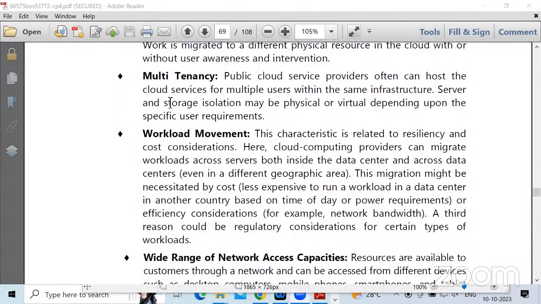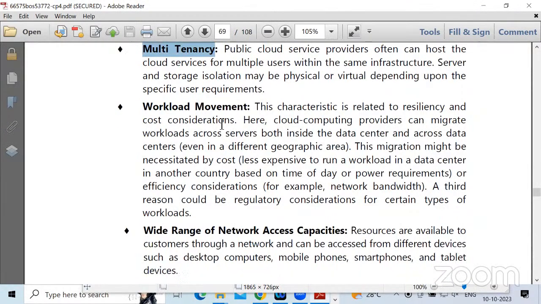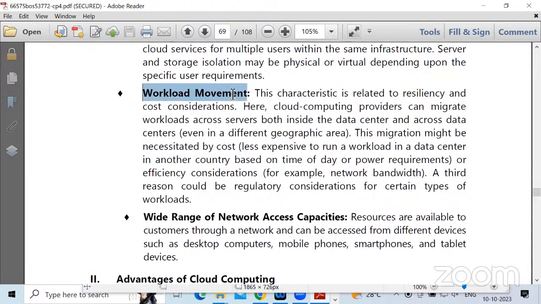And multi-tenancy: in a single cloud environment, multiple people will be using their services. Workload movement. What is workload movement? You are having, let's say, in a network, a router here, and another router here. So the traffic is coming from here and here.